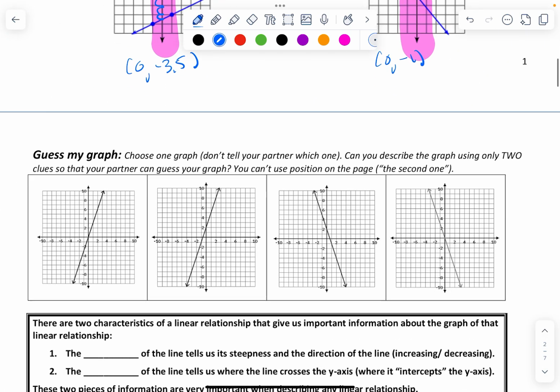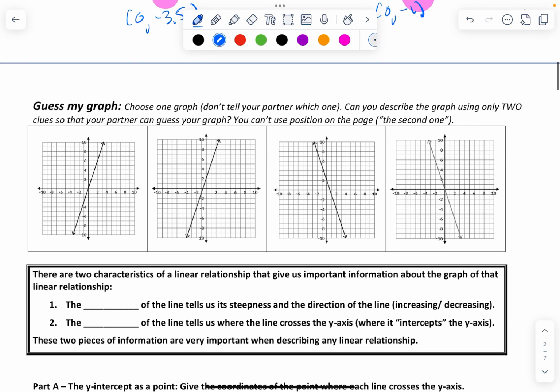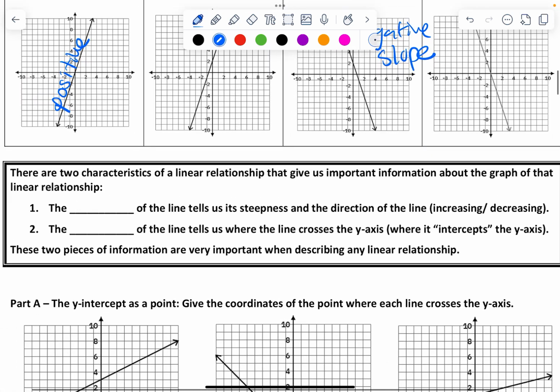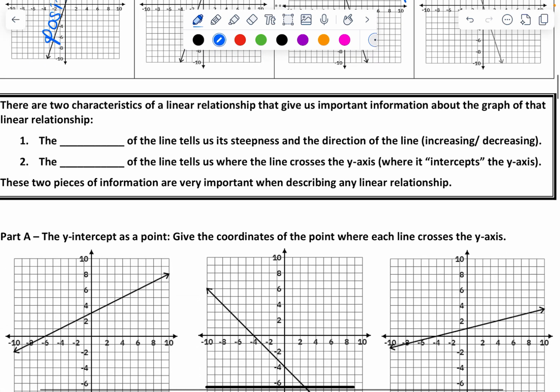Okay, so turn the page. On the back, hopefully you remember this first graph is positive slope, and this is an example of what negative slope looks like. Just as a reminder, in that middle part, there are 2 characteristics of a linear relationship that give us information about the graph: the slope of the line tells us its steepness and direction, and the y-intercept of the line tells us where the line crosses the y-axis.